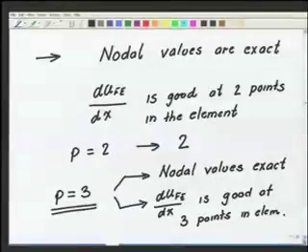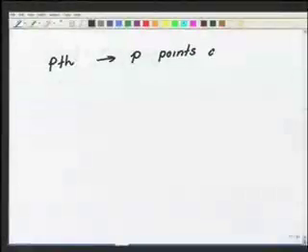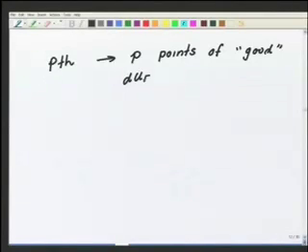You see that there is a trend. If you see the trend, then generally for a p-th order element, we should get p points of good du_FE/dx. These points in the general case are called points of superconvergence.